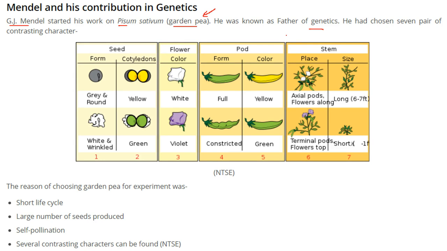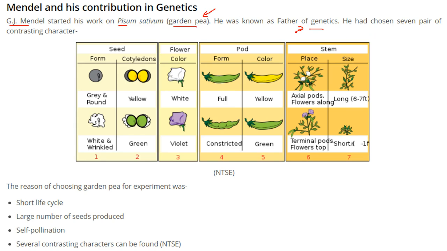But three famous scientists, again from different corners of Europe, found his work, and then he was regarded as the father of genetics. He chose 7 pairs of contrasting characters.